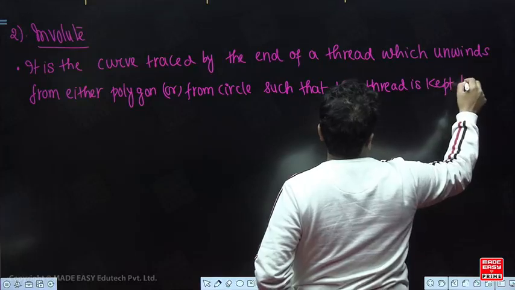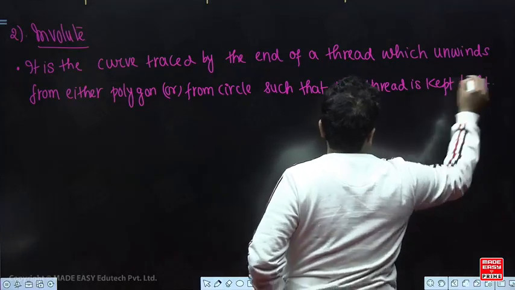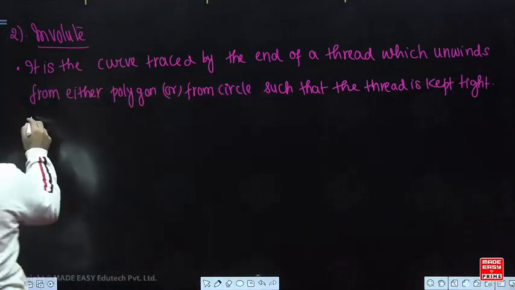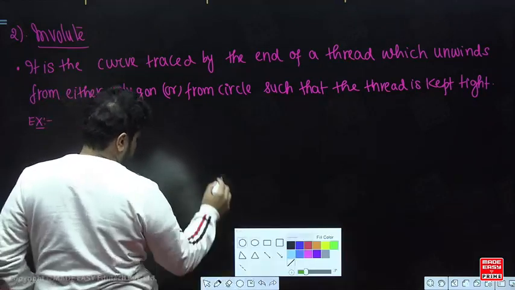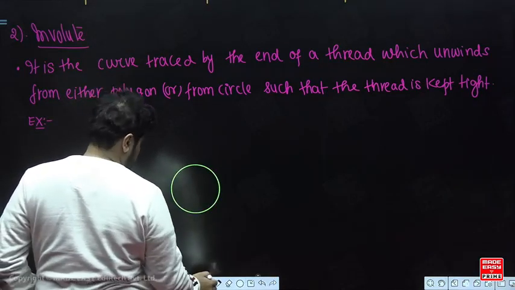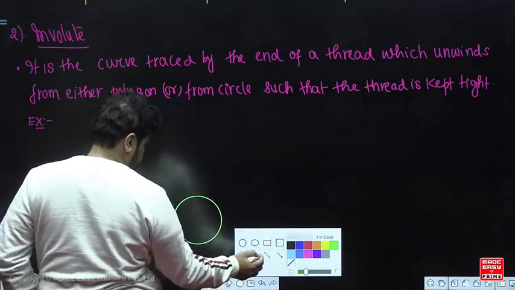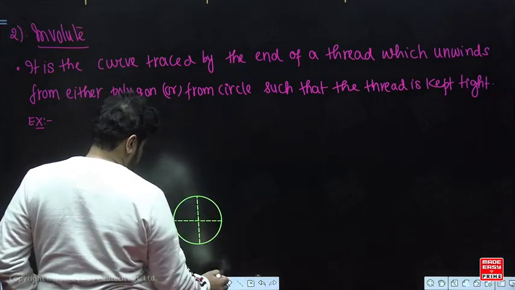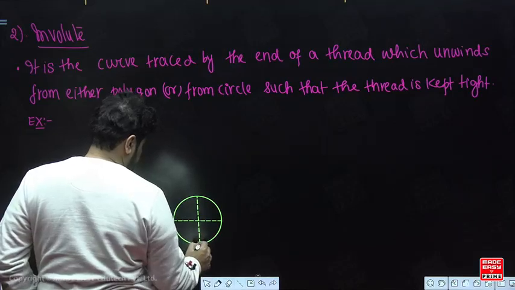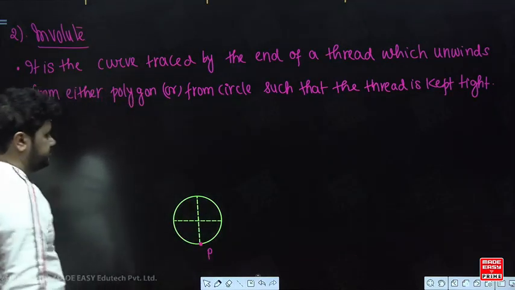You always have to keep the thread tight. For example, say this is the circle, correct, suppose this is the thread, this is the end point of the thread, correct.